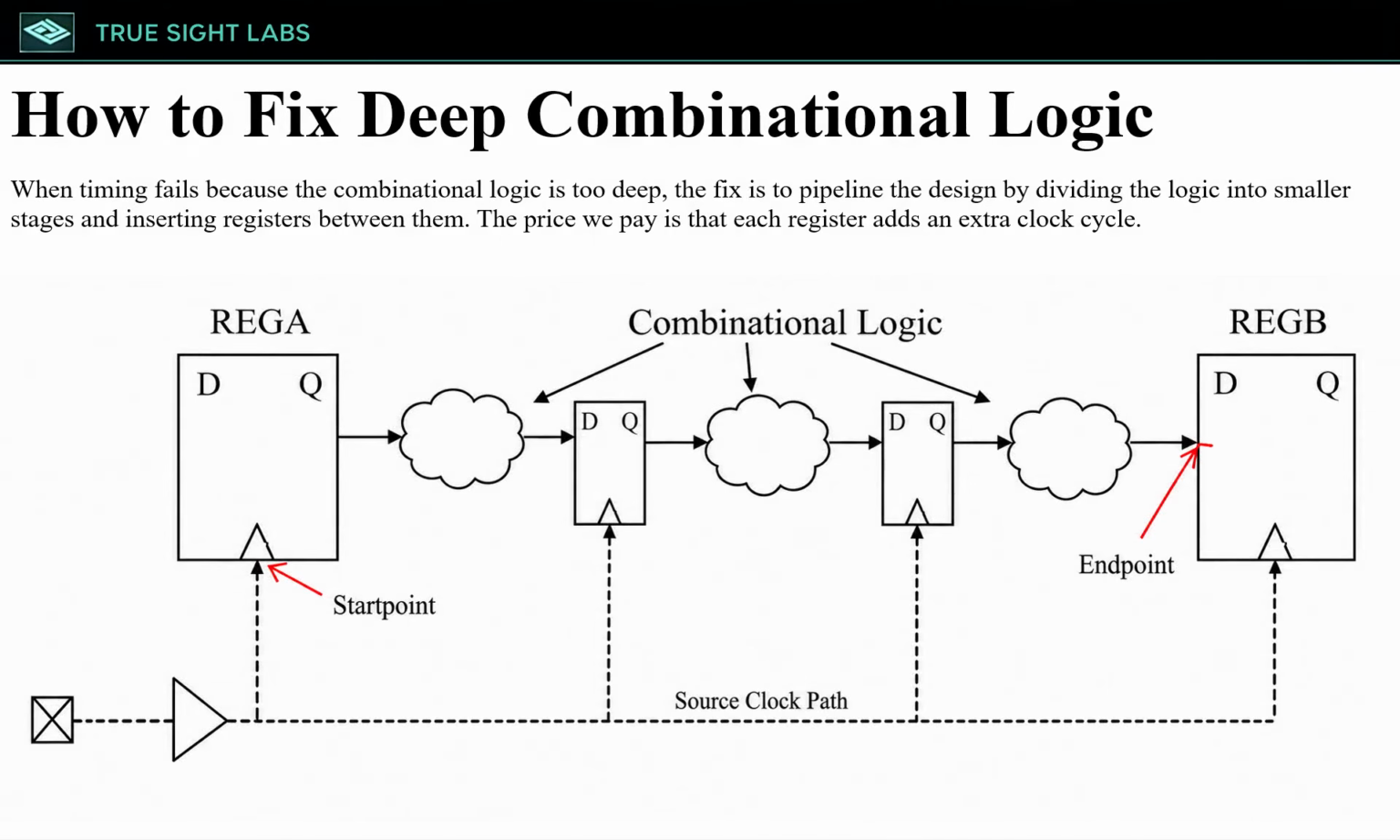So how do we fix deep combinational logic? When timing fails because the combinational logic is too deep, the fix is to pipeline the design by dividing the logic into smaller stages and inserting registers between them. The price we pay is that each register adds an extra clock cycle.